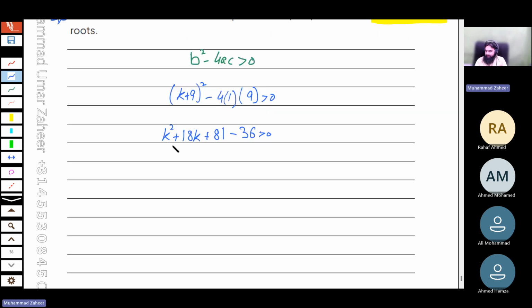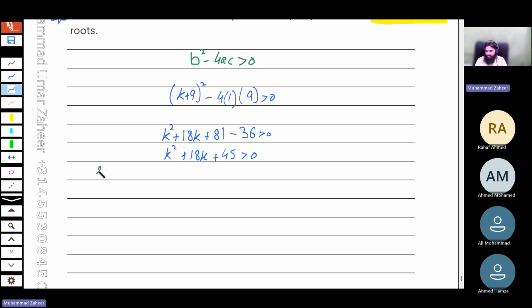Now we'll get k square plus 18k plus 81 minus 36, that will be 81 minus 36 is 45, positive 45. Now look at here, it has become a quadratic inequality because you have k square, in terms of k. It will become a quadratic inequality, and we just learned how to solve a quadratic inequality.